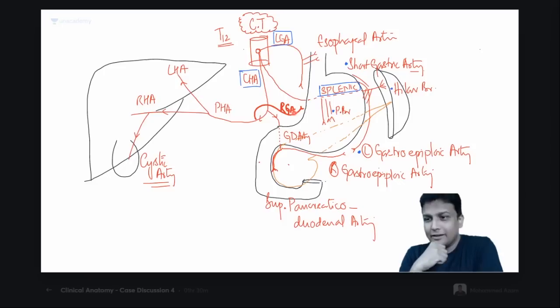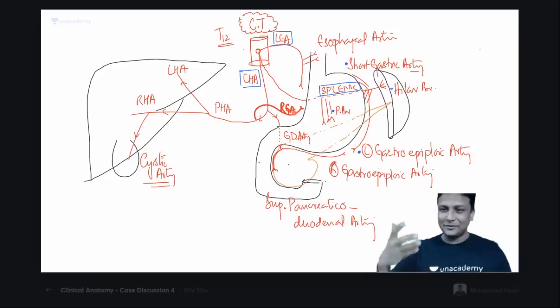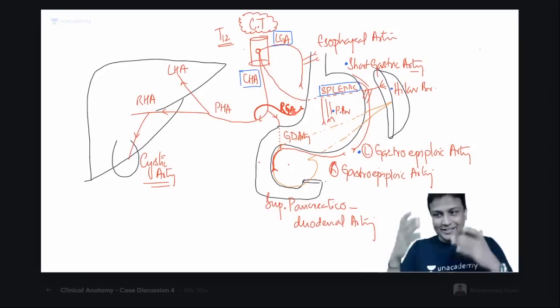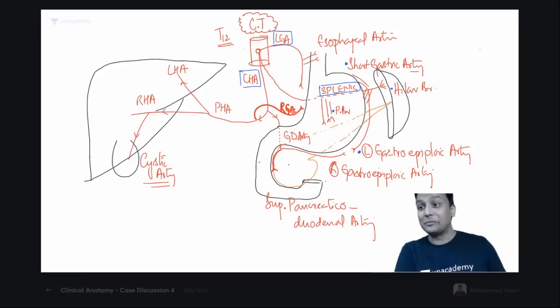Very good. Right hepatic artery is a branch of which one, guys? Proper hepatic artery. Proper hepatic artery is a branch of which one? Common hepatic artery. Common hepatic artery is a branch of which one? Celiac trunk. Celiac trunk is a branch of which one? Abdominal aorta. And abdominal aorta is coming from where? It's a part of your aorta only. It's coming from your heart, and in the heart, from the left ventricle.